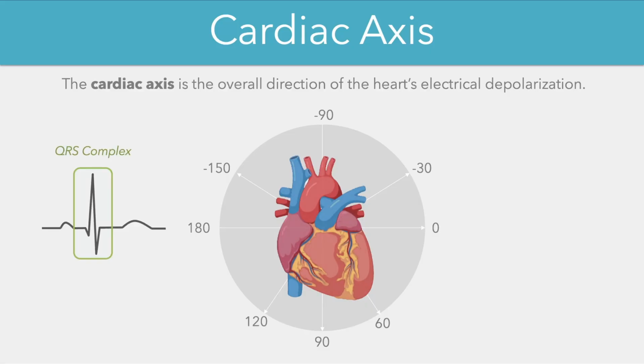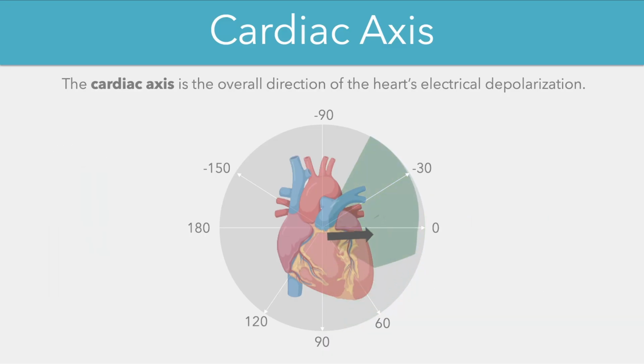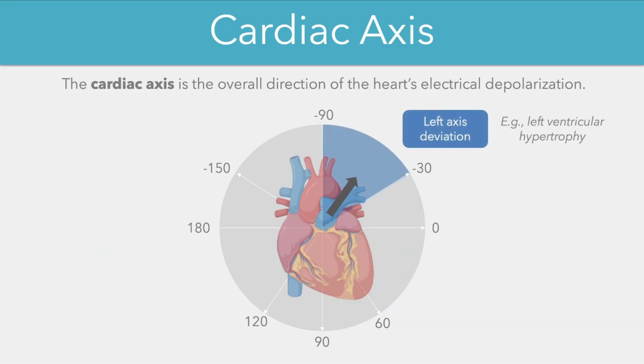The normal cardiac axis lies between -30 and +90 degrees, and you can see that anywhere in this green region here would be deemed a normal axis. Some patients may have what's known as a left axis deviation, where the angle of the axis is between -30 to -90 degrees instead. This can be seen in conditions such as left ventricular hypertrophy, where there's enlargement of the left ventricle and this shifts the axis towards the left.